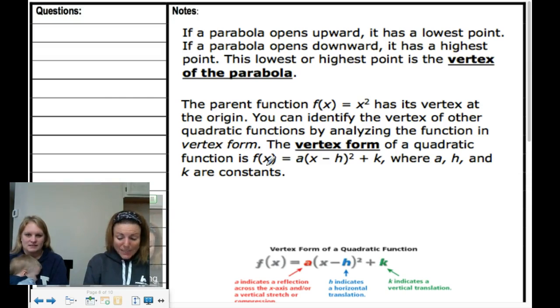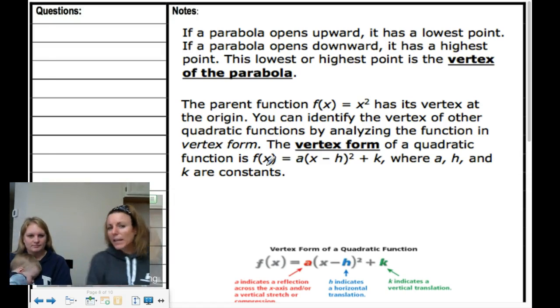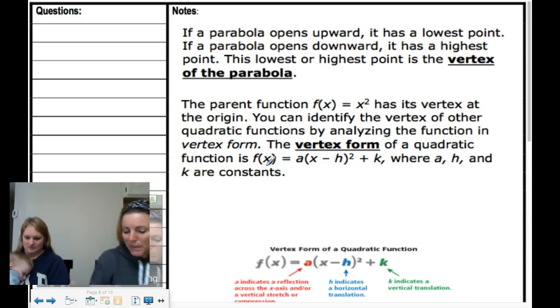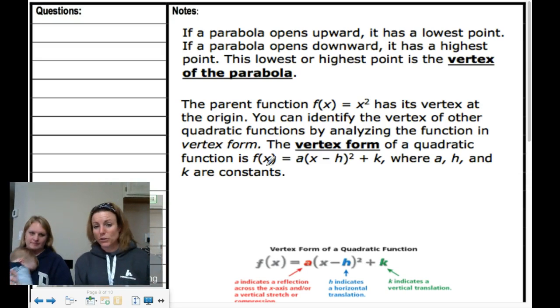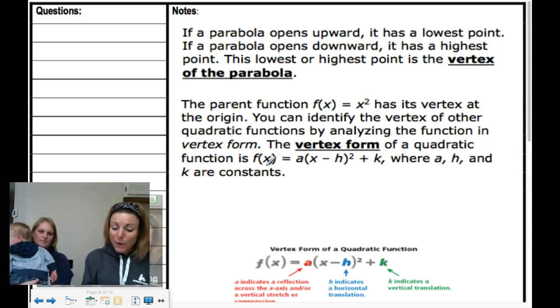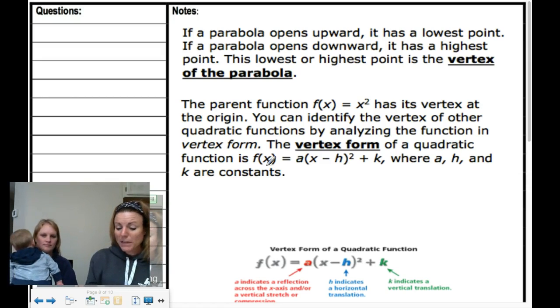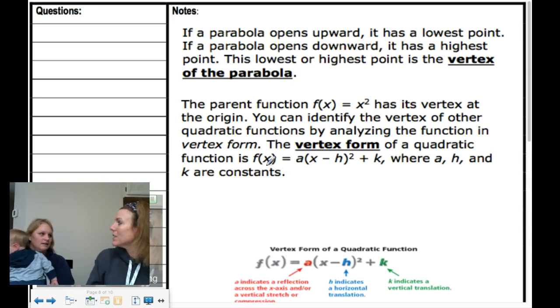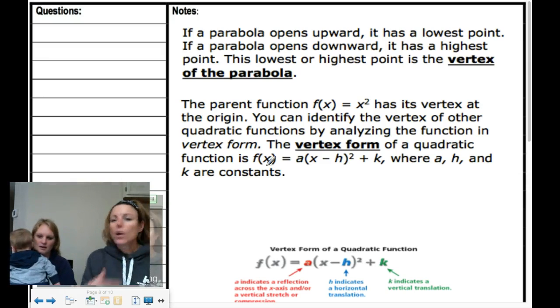Okay, this is the last part of the lesson. In the first part of the lesson, we gave you a function and we said find h, find k, and basically describe the transformation. Now we're going to go the opposite direction and we're going to describe the transformation and you have to give us the function. We know the parent function.